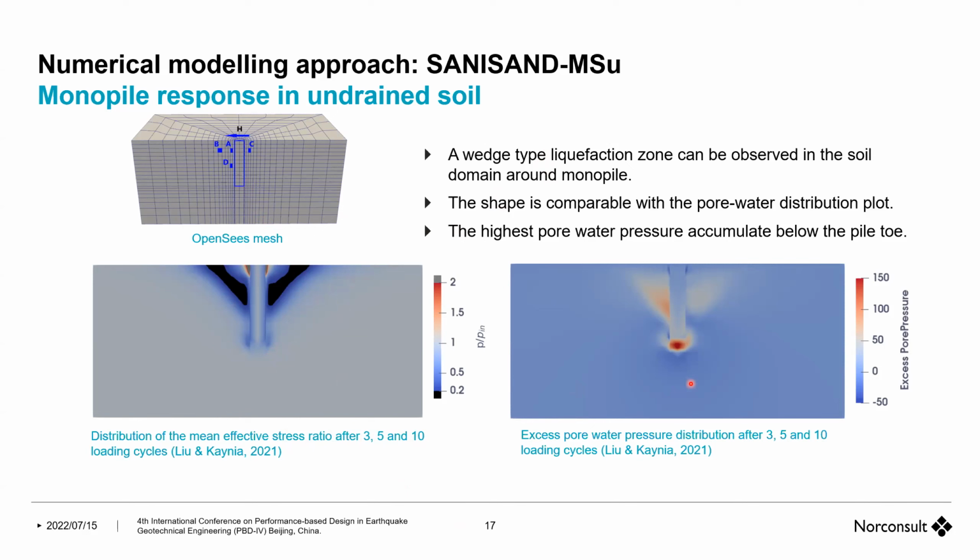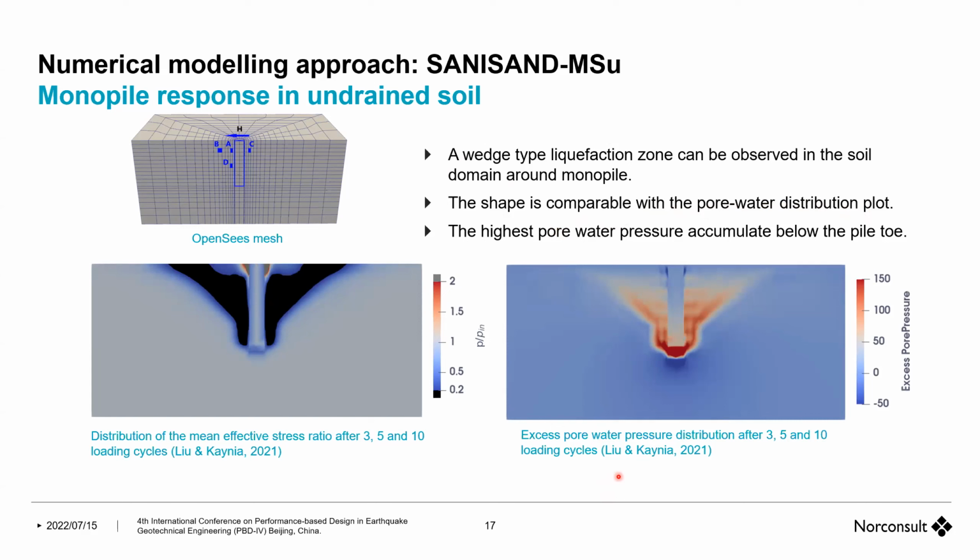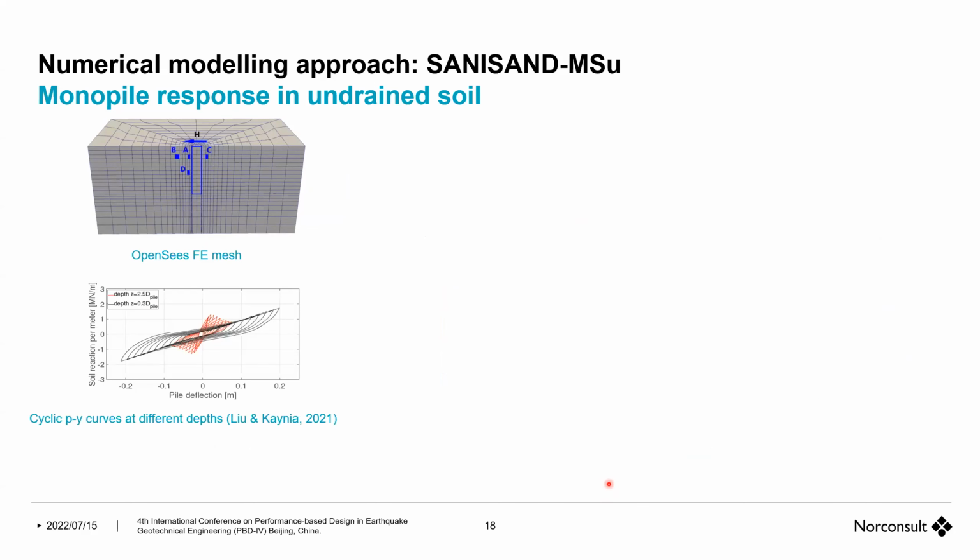So this is at 3 cycles. And as you could see, a wedge type liquefaction zone is how it is, and the shape is comparable with pore pressure distribution and high pressure. And as you could see, when we go to more cycles, it's actually more dramatic evolution, and at 10 cycles it is full. If I have time at the end, I will show you also an animation, but it's basically the same thing.